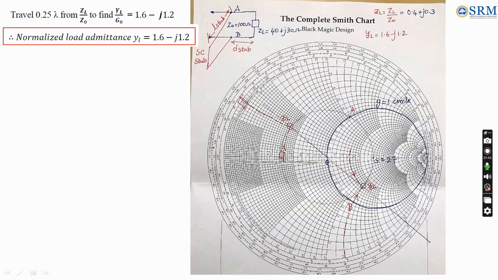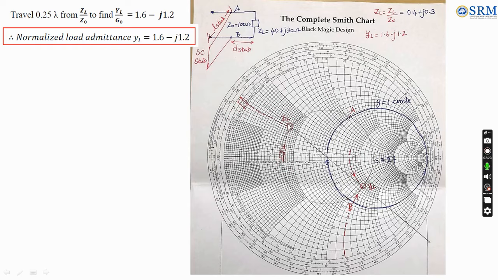So the next step is to find the normalized load admittance. Since we are working for the shunt short circuited stub, which is connected in a parallel fashion, we have to convert impedance into admittance, and only then proceed with our design. So the normalized load impedance is converted into normalized load admittance by covering a distance of lambda by 4. Why? Because we know that a quarter wave transformer can act as an impedance transformer. So impedance is converted into admittance.